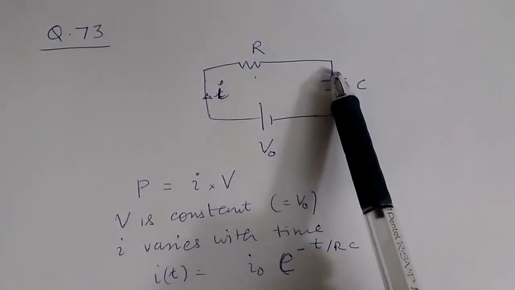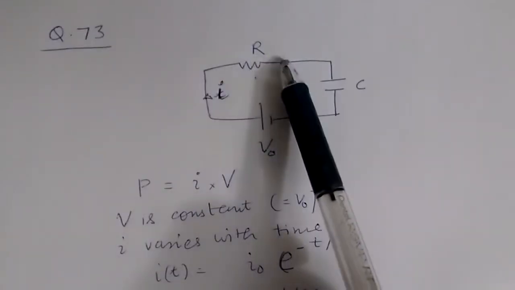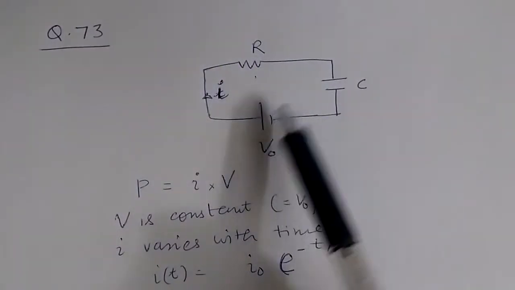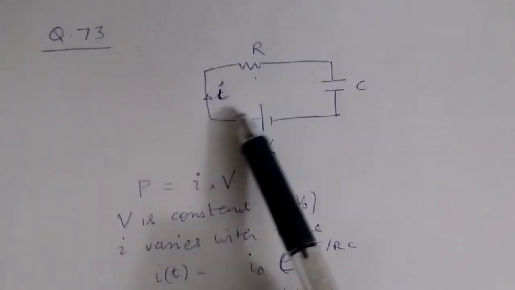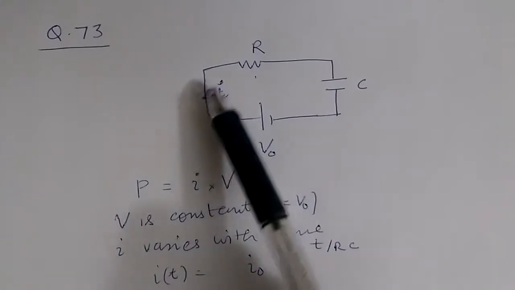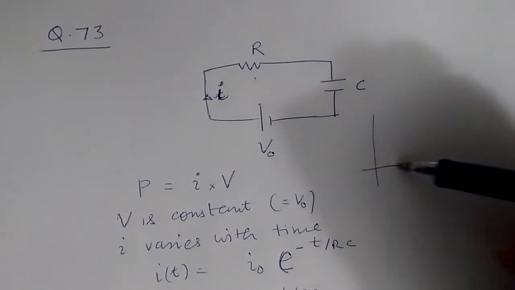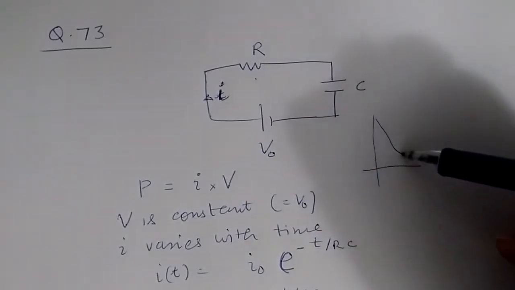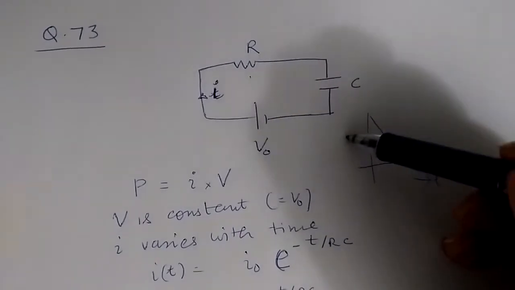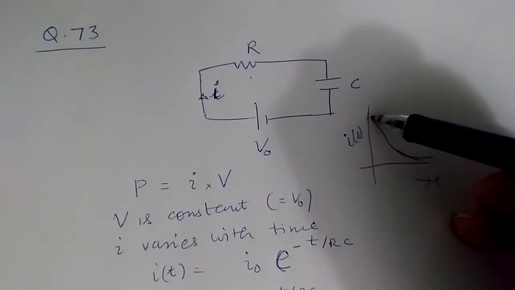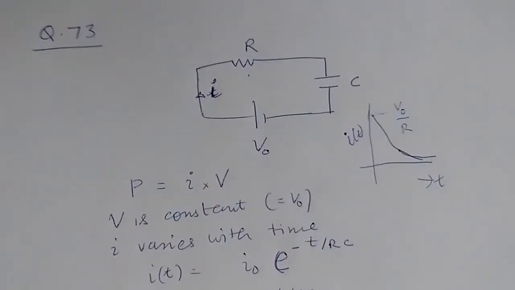There is some charge here. Because of this, the capacitor gets some voltage. The voltage across the resistor decreases, given by V0 minus V on the capacitor, so the current reduces. Initially the current is high. As time passes, the current decreases and its graph comes out something like this. This is time t and this is I as a function of t, and it decreases. The maximum value you can think of is V0 divided by R.